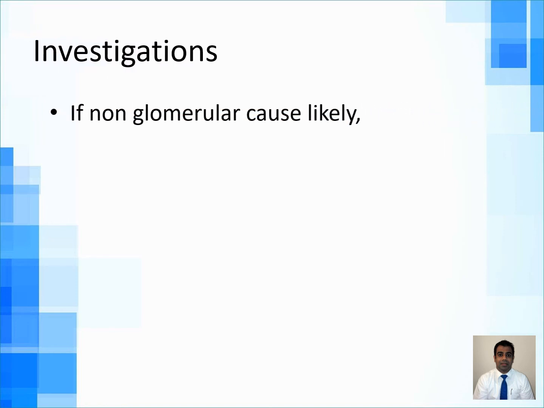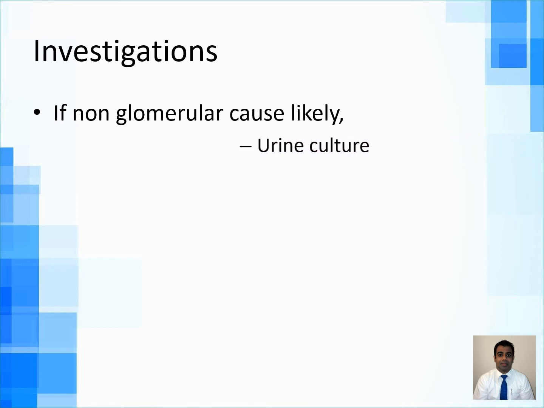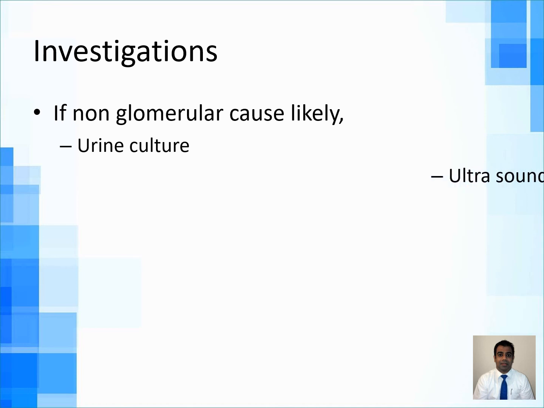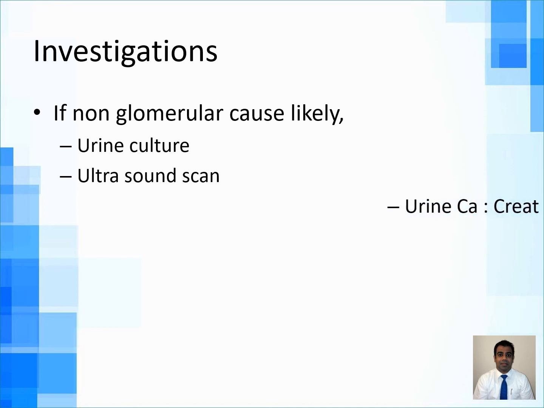So what are the investigations you do if it is likely to be a non-glomerular cause or a lower tract cause for the hematuria? You need to do a urine culture, because the commonest cause of lower tract bleeding is a urinary tract infection like cystitis. An ultrasound scan will be helpful to look for stones, look for calculi, look for other structural abnormalities, look for bladder wall thickening that can occur with chronic cystitis. So an ultrasound scan will be helpful here.